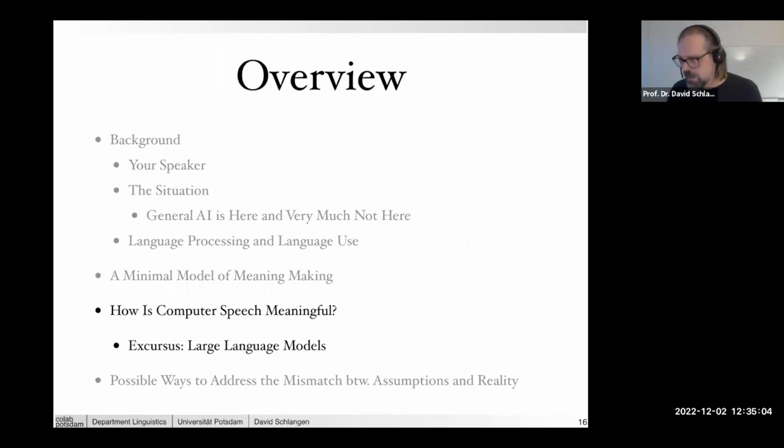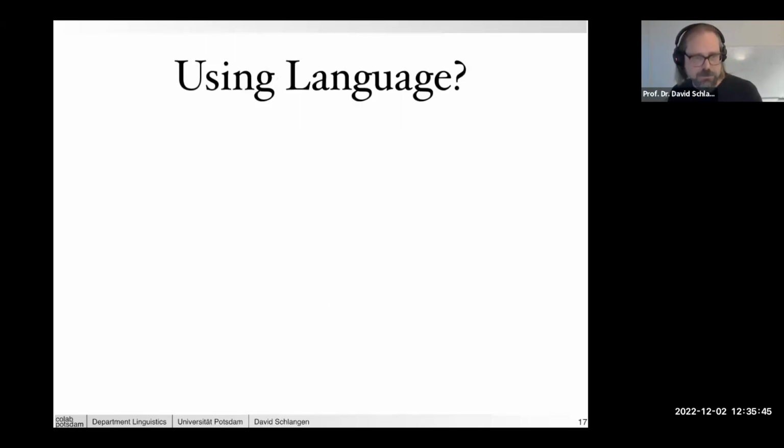So the question now is, how is computer speech meaningful? And note that I'm not saying that computer speech and the language that comes out of these kinds of models is meaningless. There are people out there who seem to be claiming something like this, but I think that doesn't quite cut it. We have to explain how the meaning making there works differently and how this can cause a problem. I'll take a short excursus into how large language models work, because these are the paradigmatic AI models these days. But first, again, setting this up a little bit.